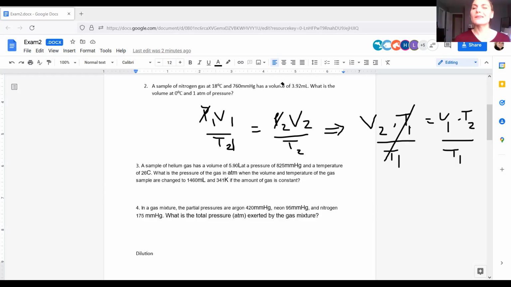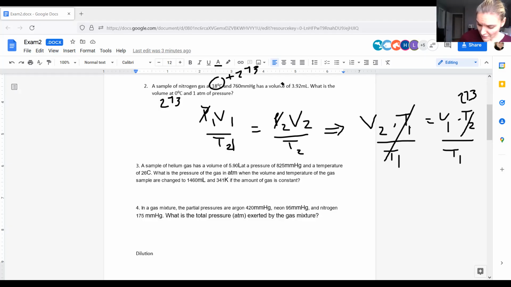So does anyone else see the dilemma here with 0 degrees Celsius? Do we change it to Kelvin? Change it to Kelvin, because otherwise you end up with a volume that's 0 too, and we don't want that. So you add 273. T2 now becomes 273. But now we have to do the same thing to the 18. We have to add 273.